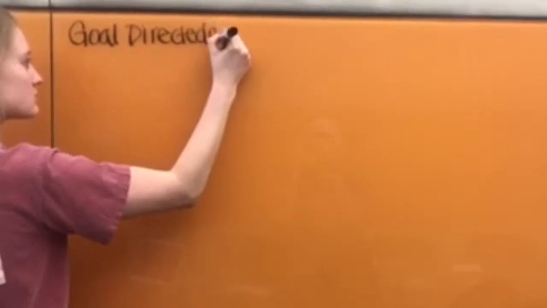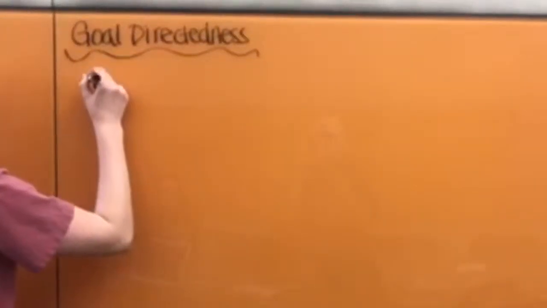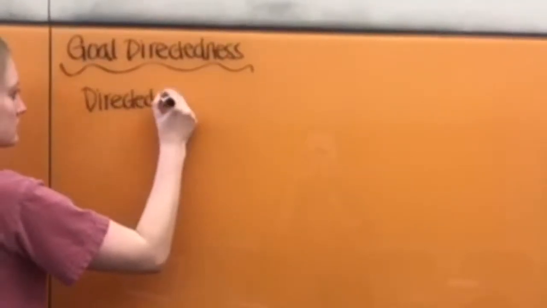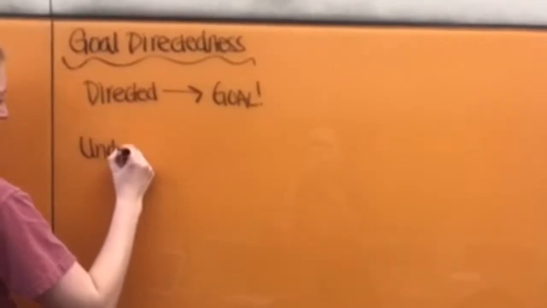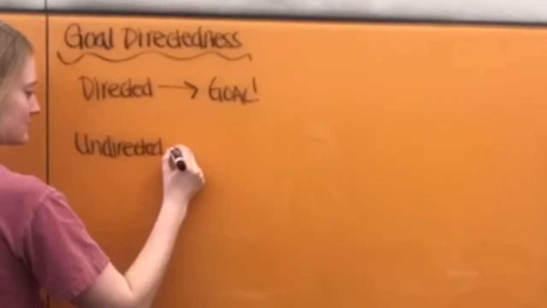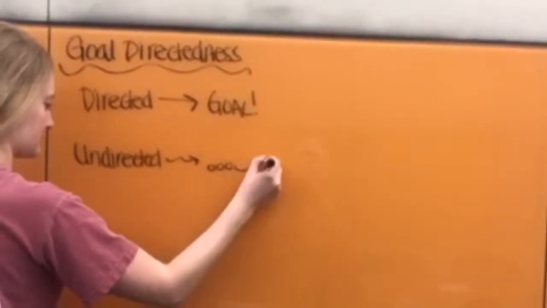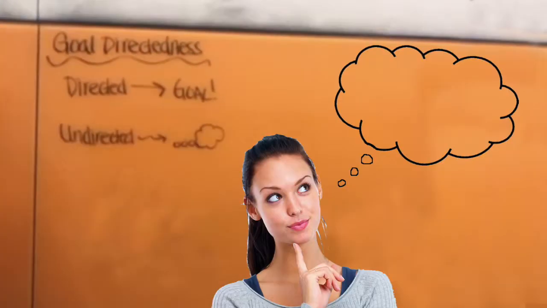One characteristic of problem solving is goal-directedness. Goal-directedness is the process of solving a problem by working toward the end outcome, or goal. Problem solving is a form of directed thinking. Undirected thinking, on the other hand, is not involved in problem solving because you aren't working toward an end goal. For example, daydreaming about the great score you're going to get on your final exam.